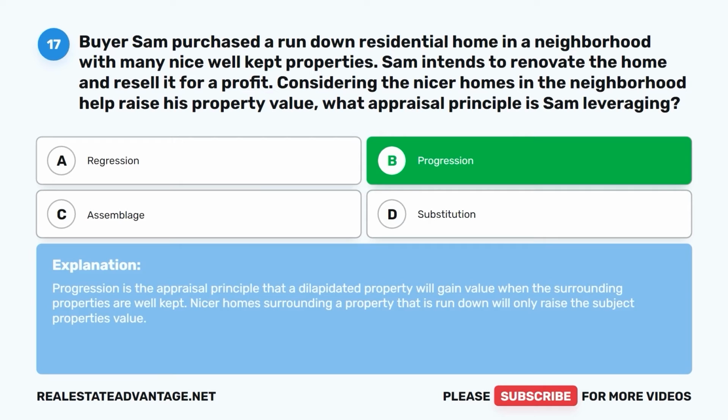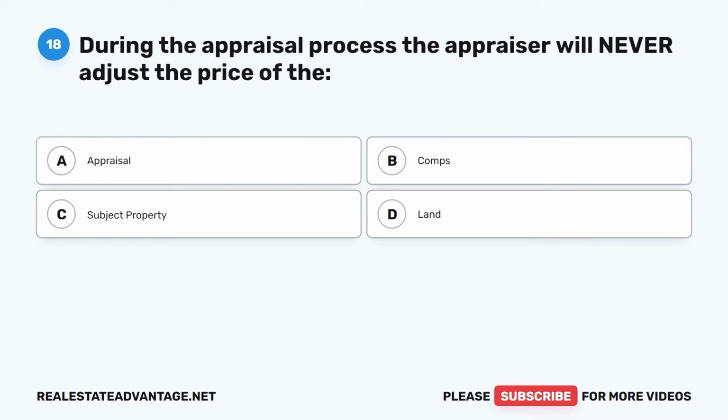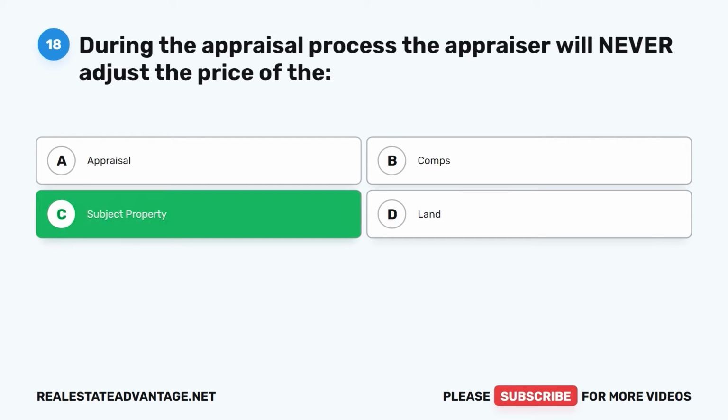Progression. Progression is the appraisal principle that a dilapidated property will gain value when the surrounding properties are well kept. Nicer homes surrounding a property that is run down will only raise the subject property's value. Question 18. During the appraisal process, the appraiser will never adjust the price of the: A. Appraisal, B. Comps, C. Subject property, D. Land. The correct answer is C.